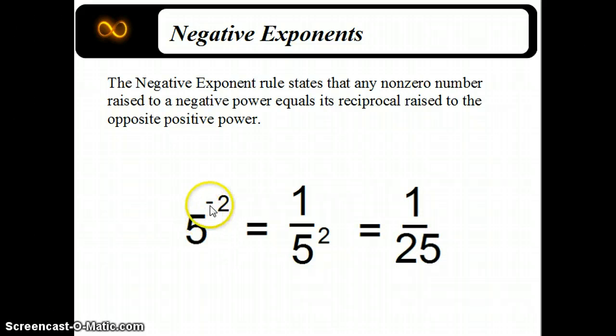So again, if I have a negative exponent, I reciprocate to get 1 over 5. I drop the negative, bring the 2 down, and I get 1 over 25 as a standard answer.